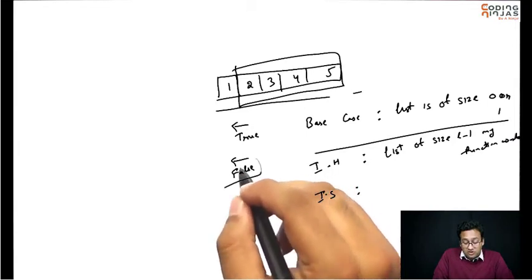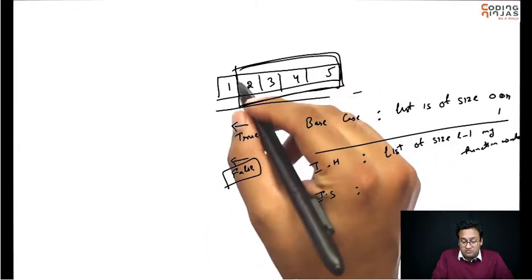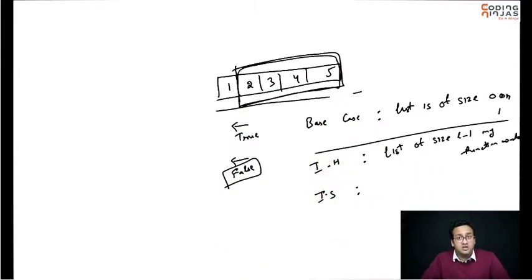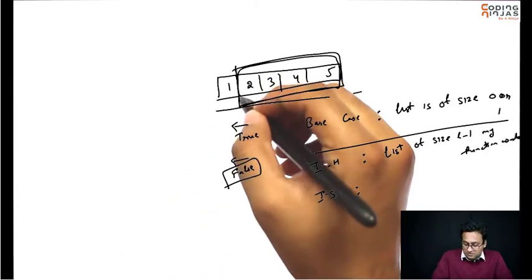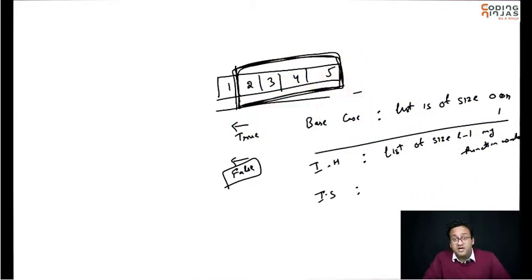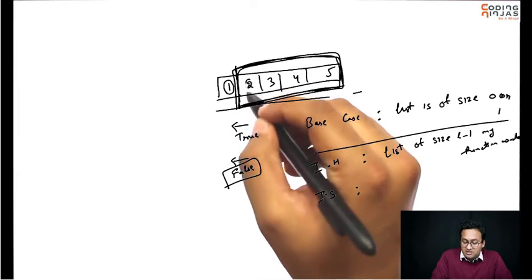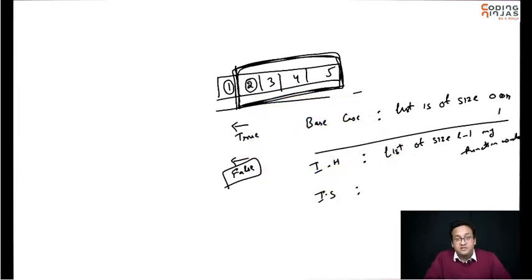In case this part is not sorted, then definitely the whole list is not sorted. So I can just return false. If I get a false, I'm going to return false. I don't have to do anything else. In case my function returns that this part of my list is actually sorted, then there is only one part which is left. I just need to make sure that this element is smaller than this element.